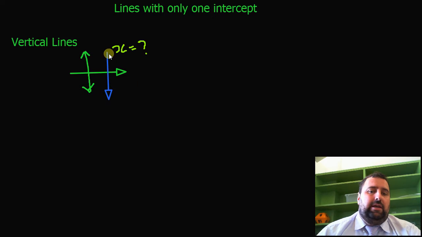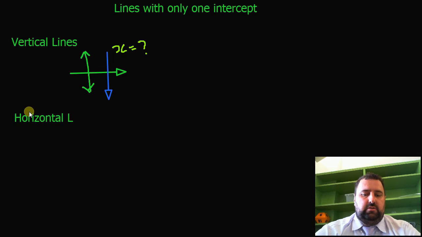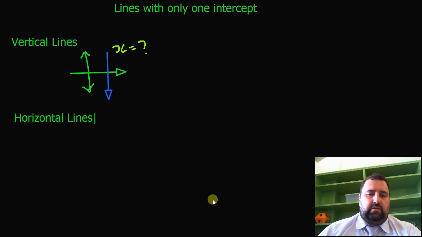So when I go here, x is 3. When I go down to here, x is still 3. Doesn't make any difference what y is. Our next one, as you can probably guess, is horizontal lines. Horizontal lines. So yet again, I will draw my axes.